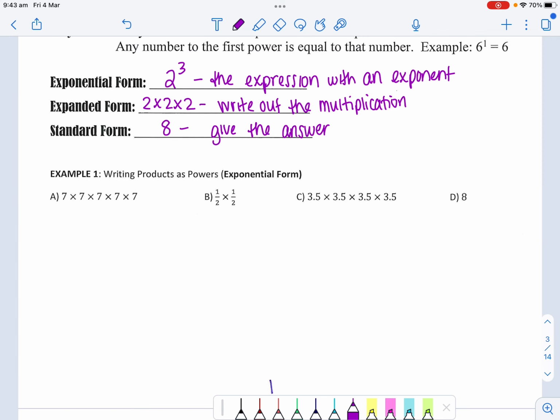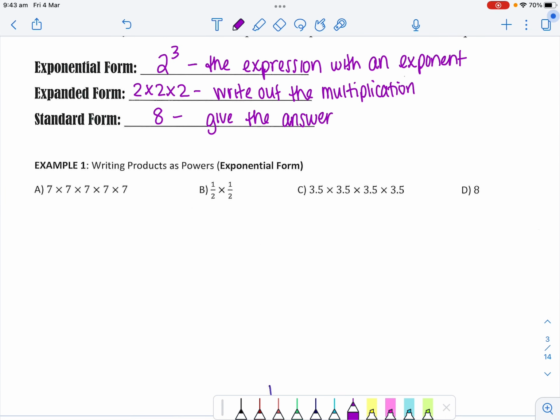So there's 1, 2, 3, 4, 5 7s. So this is going to be 7 to the 5th power. When you write your exponent, you want to make sure that you write it as a raised up little number on your base. Now in part B, we're doing it with fractions. When you have a fraction to an exponent, that fraction needs to be in parentheses, because I want to tell whoever is looking at this problem that I want to do the entire fraction to that exponent. And if I don't write the parentheses, I might think that it's only on the top.